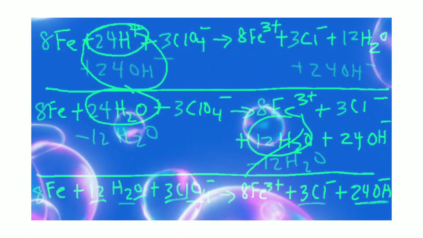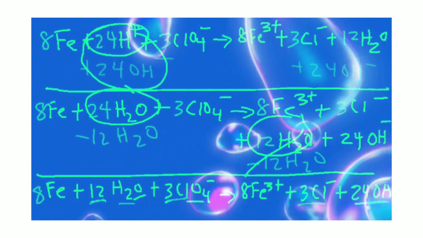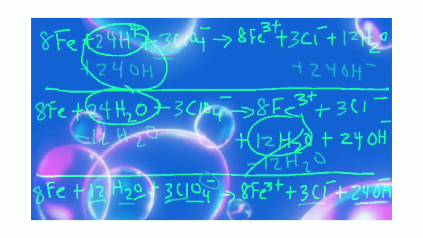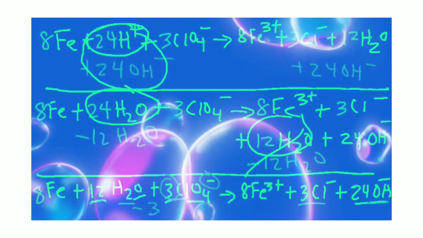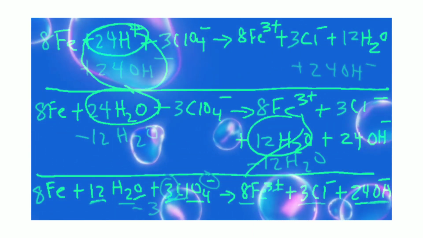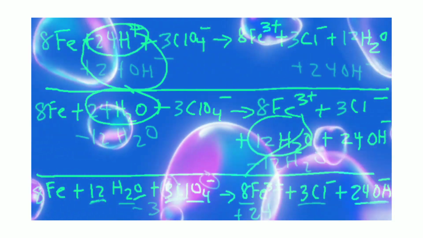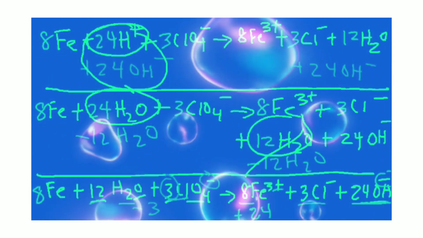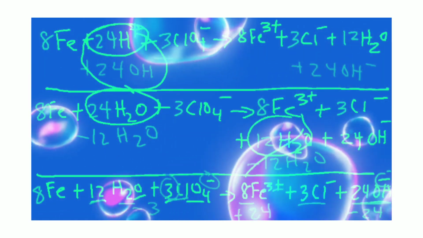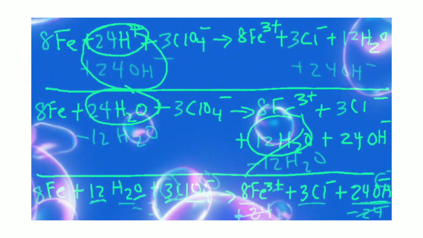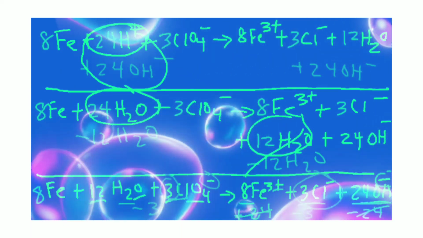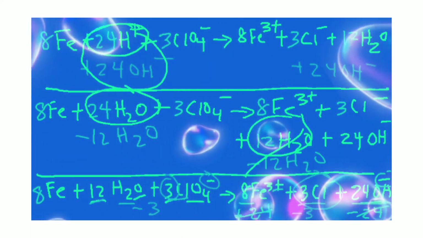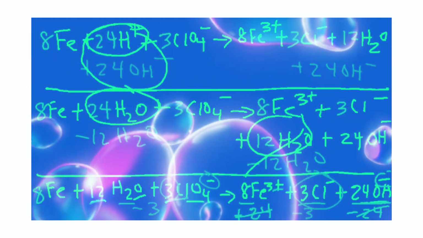Now let's check the net charge. The net charge on the left side is 3 times -1, so it's -3. On the right side, we have 8 times 3, which is plus 24, which cancels with the -24 from the 24 hydroxide ions. And we have a -3 charge from the 3 chloride ions. So the number of atoms and the charges are the same. So this is it. This is the final answer.